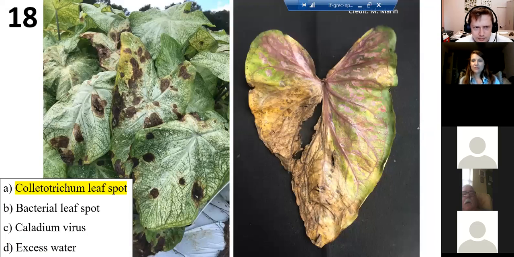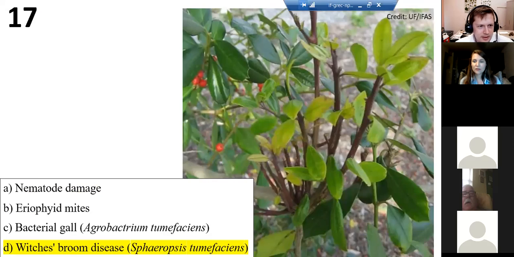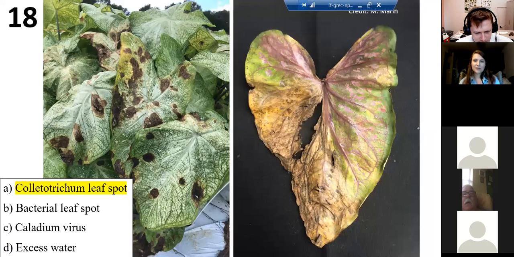So, moving to 18. So Cole, yeah, 18. Good. So what did you get? Most people picked caladium virus. Yeah, the virus would be different than here. You'd see little small spots. And I want to point out that Colletotrichum is a fungus. You see not only the halos but these concentric areas of symptoms.